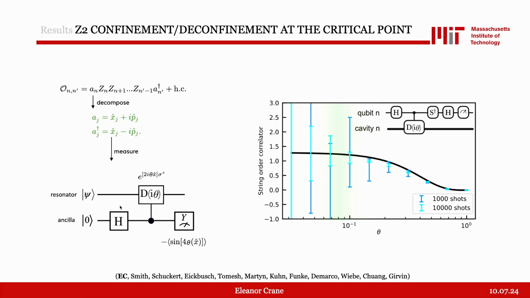And this is maybe one too many for now, but basically, we can measure some long-distance string order correlators as well, because it's a digital method, of course, and we can decompose this creation and annihilation operator and make a Hadamard test.